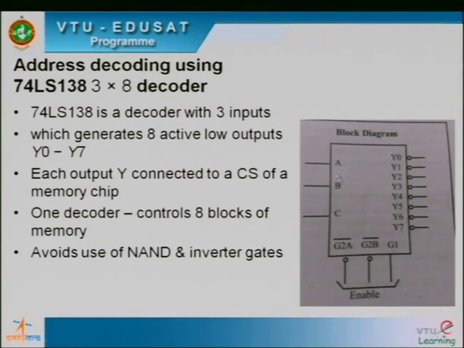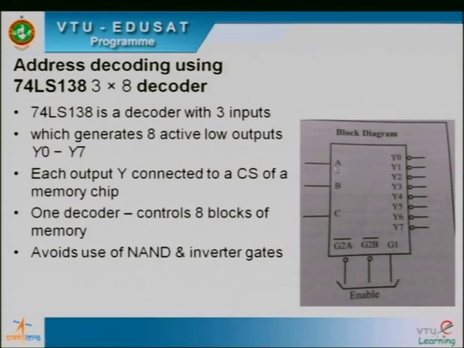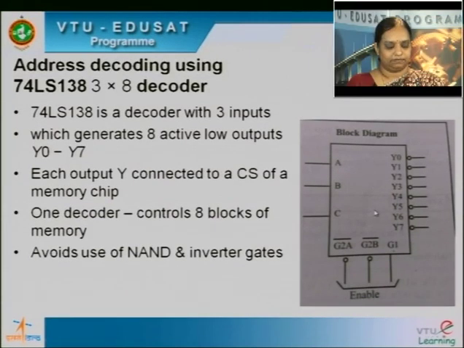And if the combination of ABC changes, one more output will get activated. So one among these 8 output lines will get activated depending on the ABC. Apart from this ABC, here we also have some more enable lines, G1 and G2. G1 is active high and G2 is active low. Even they should be enabled, only then the chip select on ABC will be generated. The advantage of address decoding using decoders is that it avoids the use of multiple NAND and inverter gates.